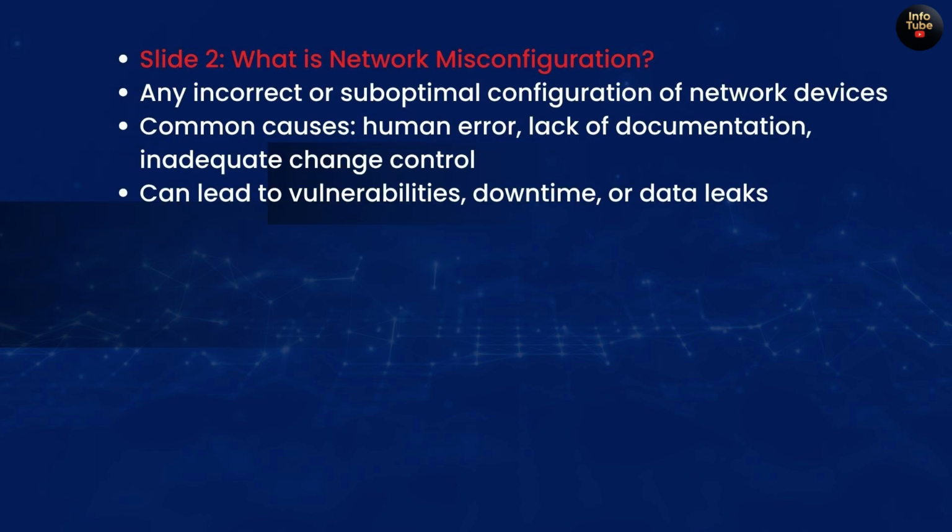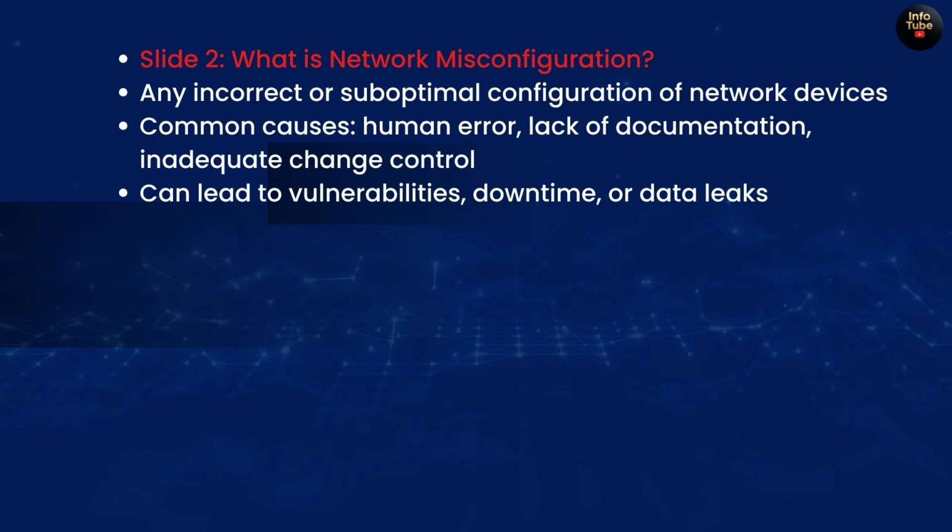First is configuration drift. Configuration drift happens when network or server settings gradually change over time. This can occur due to manual updates, emergency changes, or lack of centralized management. For example, a technician might open a port temporarily for troubleshooting and forget to close it later. Over time, these small changes accumulate and lead to security gaps.